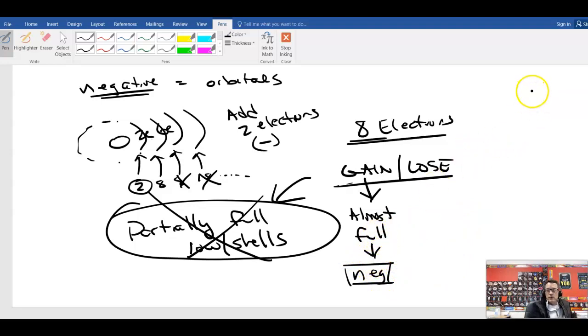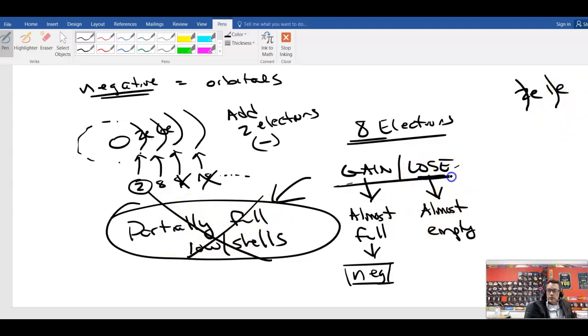If, on the other hand, we had something like lithium, lithium has 3 electrons, so it would have 2 electrons in its first shell, and it would only have 1 electron in its last shell. So what's going to happen here is it's going to lose this electron because it's not almost full, it's almost empty. And so the easiest way we can get rid of a partially full shell like this is just to get rid of this 1 electron.